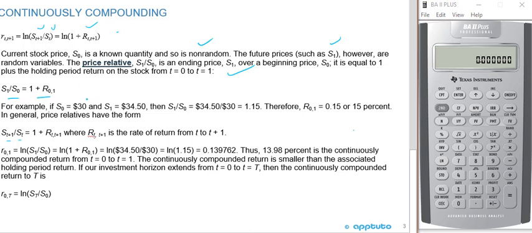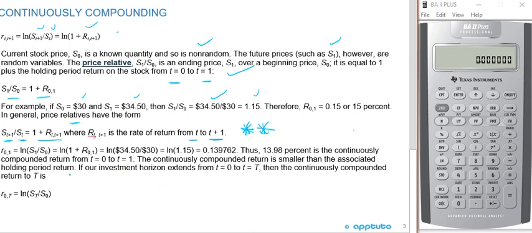So just a quick example, if your S0 price was $30 beginning, and the ending price is $34.50, then S1 over S0 would be $34.50 divided by 30, which equals 1.15. If we subtract 1, then we know our return is 15%. So this is just saying that in general, price relatives have the form: the ending price S(t+1) over S(t) equals 1 plus the return from t to t+1. We're just using rate of return from t to t+1 rather than t0 to t1. That's just a different presentation or a different nomenclature.